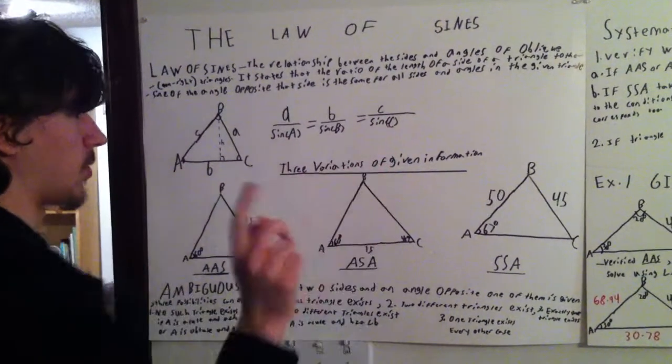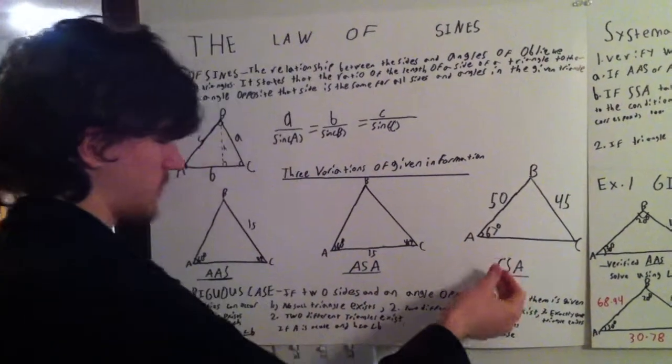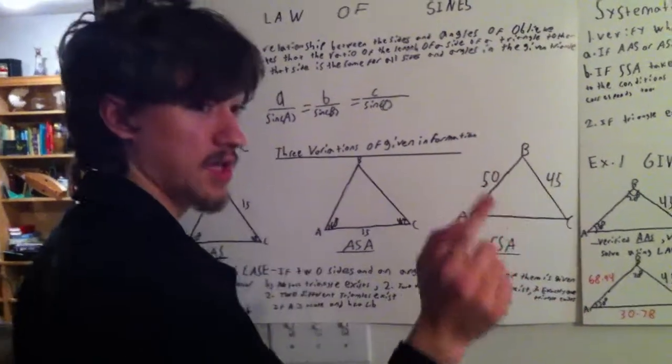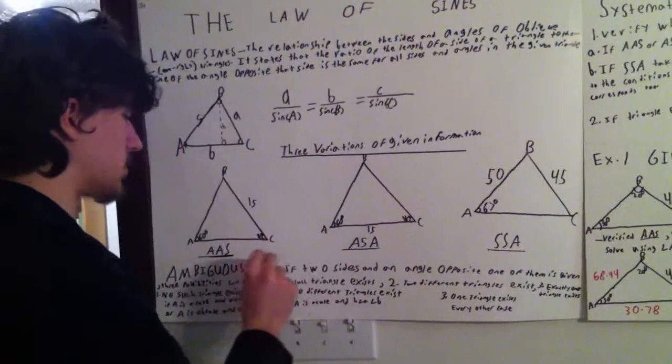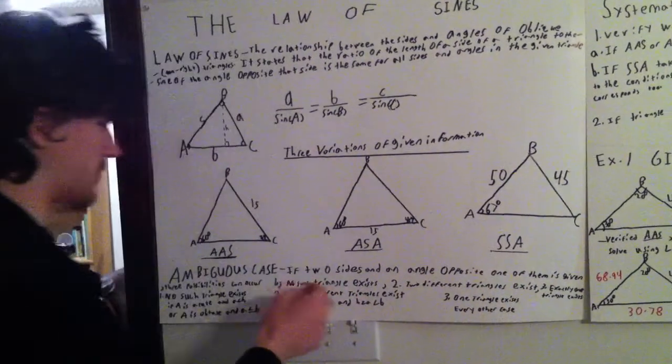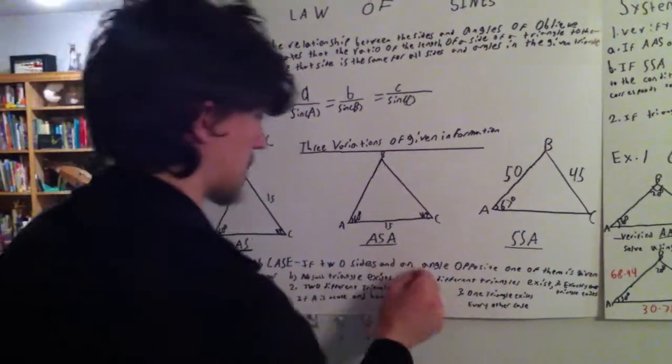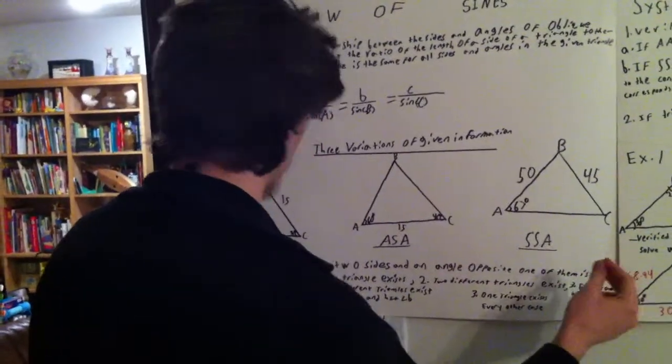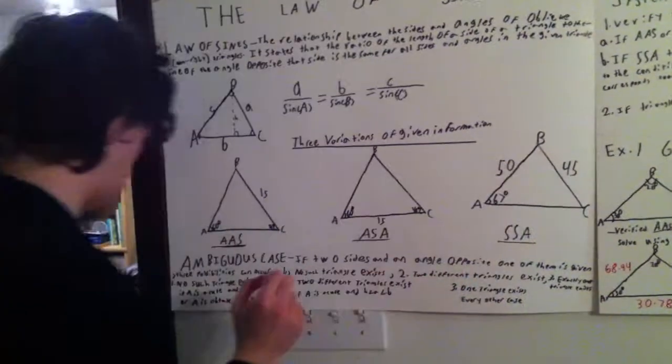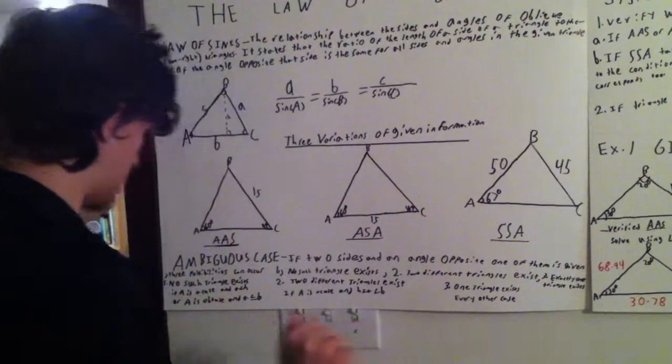When solving the first two, the angle-angle-side and the angle-side-angle, you solve the triangles by using the law of sines. However, when solving for side-side-angle, you have to take into account the ambiguous case, which states that if two sides and an angle opposite one of them is given, i.e. the side-side-angle, three possibilities can occur.